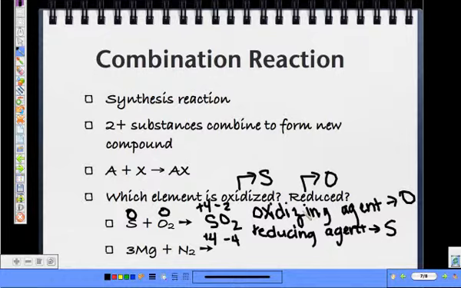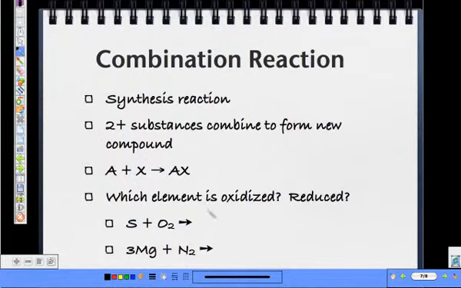So how about this next equation? What are we going to get for a compound? Magnesium has what charge as an ion? 2+. And nitrogen is 3 minus, so we're going to have Mg3N2. There you go.